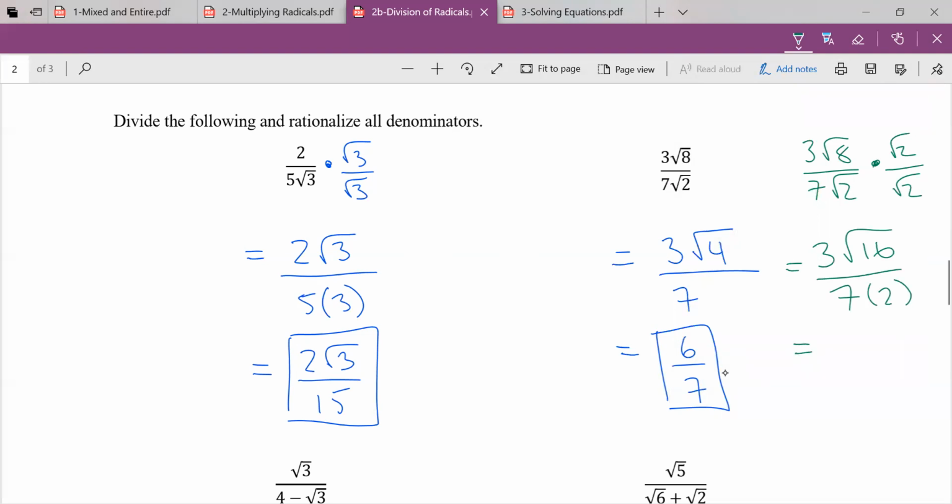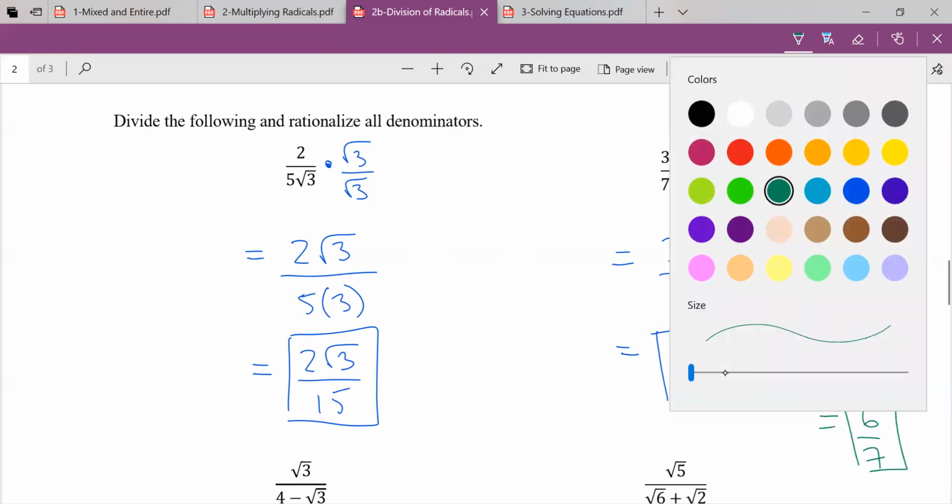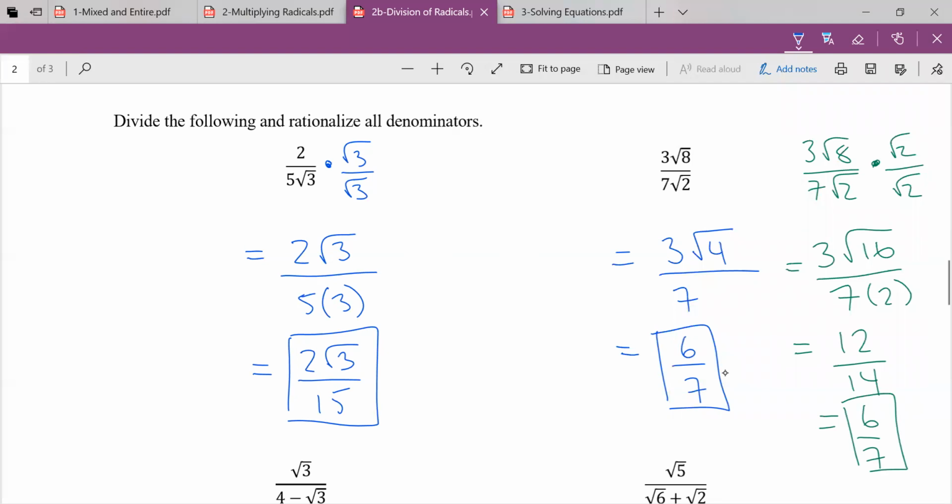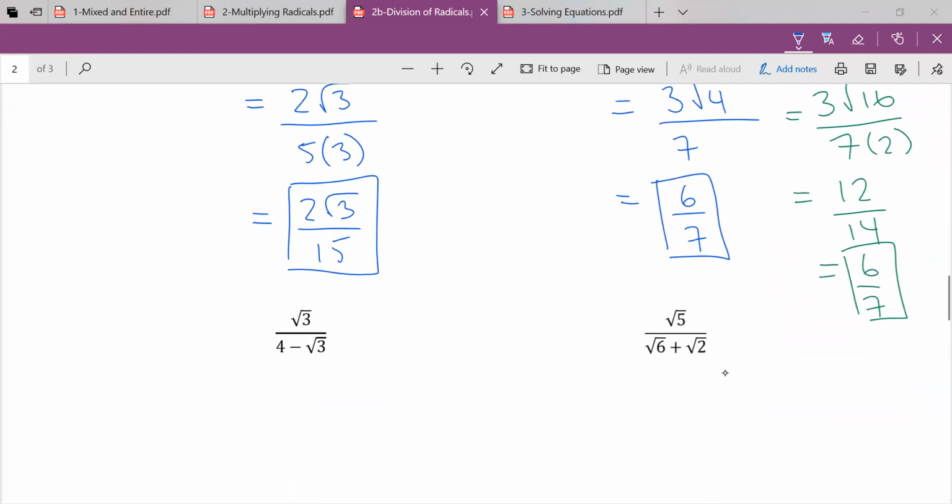And then look at what happens. Root 16. Root 16 is 4. 3 times 4 is 12. 7 times 2 is 14. And guess what? We end up in the same spot. Which one was easier? Probably what I've got in blue. So always check to see if you can divide first before you start trying to rationalize.